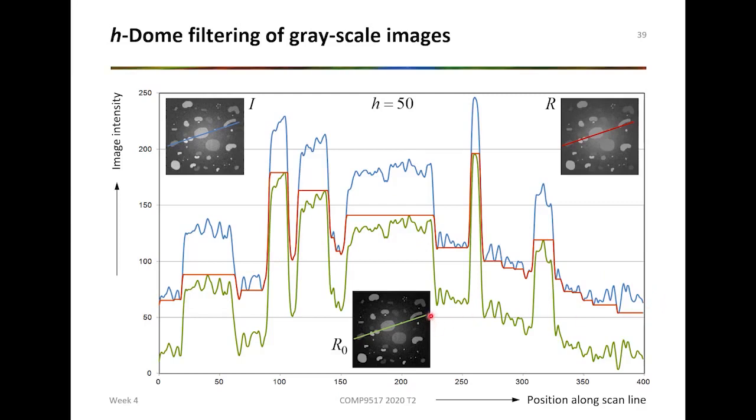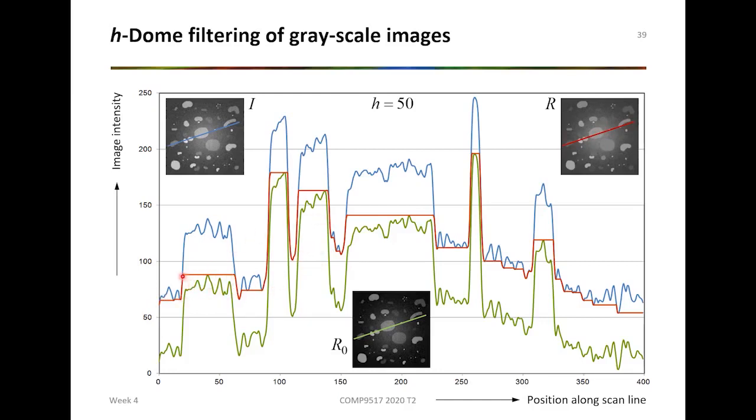The same scan line in the seed image is the same profile, but then lowered by H, which in this case is 50 intensity units. So it's exactly the same profile. And the result of the reconstruction process is the red profile shown over here. And you can appreciate what this operator has done now.